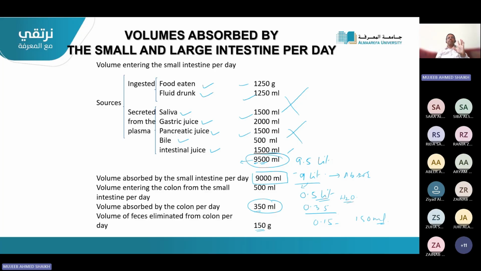Now, why should we know all this? What is the logic behind knowing that a large amount of water is absorbed? What can be the guess? Why am I telling you in detail about the absorption of water in the small intestine? Maybe if there is a deficiency or a problem, more water will be unabsorbed. Maybe. Great. Have you heard about loose motion?